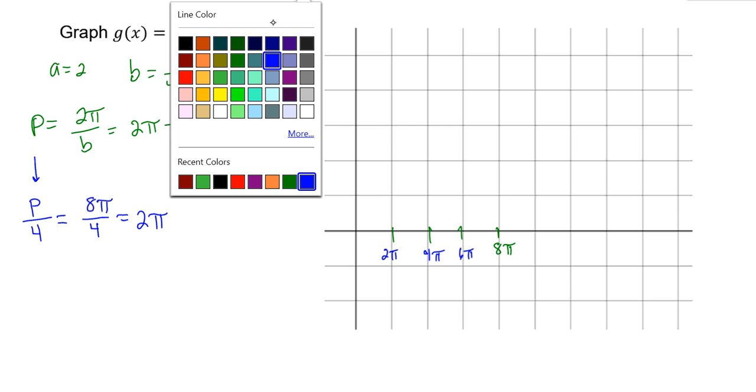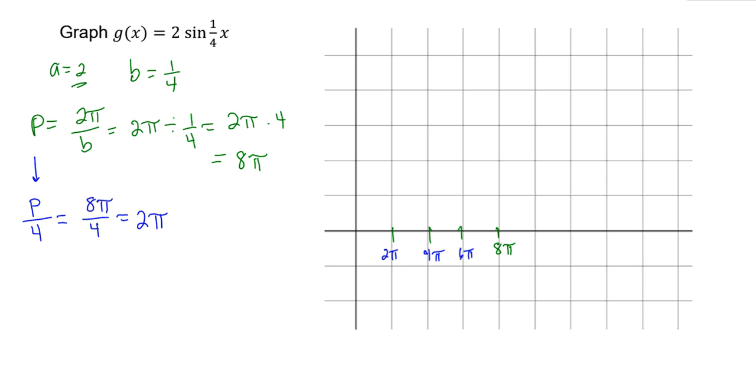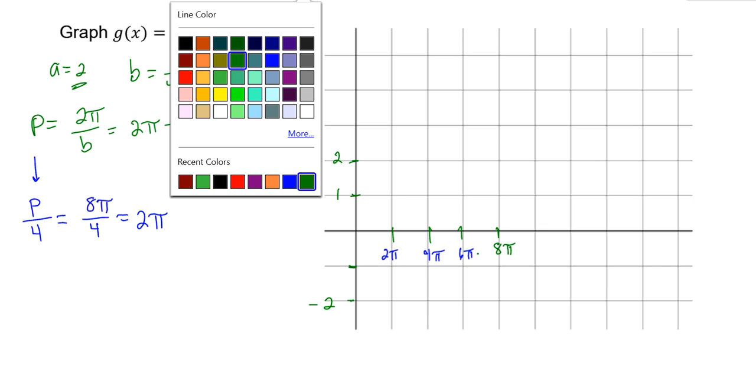Okay, let's go with amplitude. Our amplitude is 2, so we need to go up 2 lines and down 2 lines. Okay, labeled, good. And then we've got to put in our points.